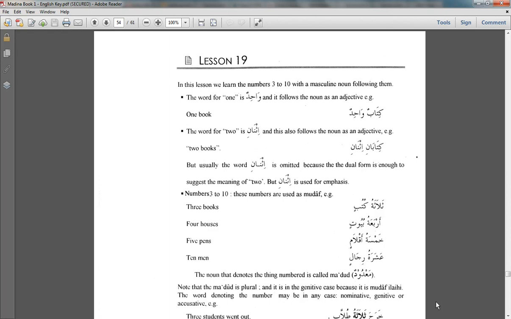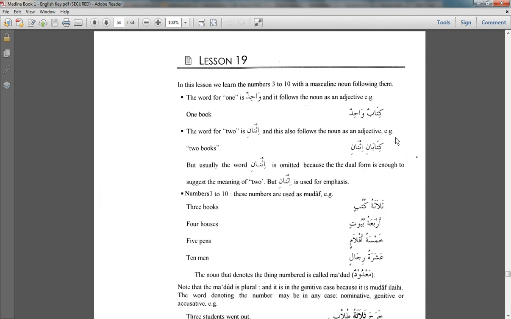Bismillahir Rahmanir Rahim. This is lesson 19, and in this lesson we learn the numbers 3 to 10 with a masculine noun following them. The word for one is wahidun, and it follows the noun as an adjective. For example, kitabun wahidun. If for example somebody asks you, kam kitaban indak, you say: li indi kitabun wahidun. I have one book.